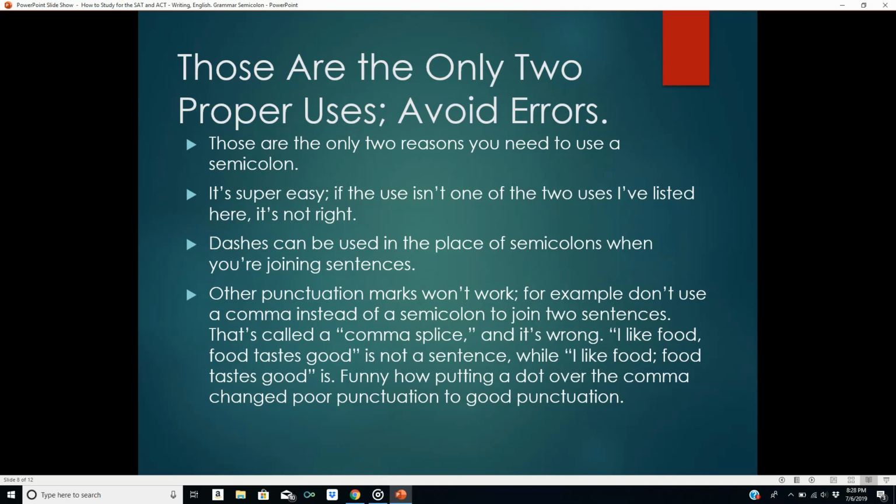So avoid errors. Notice that I used a semicolon here. Okay, those are the only two reasons you need to use a semicolon. It's super easy. If the use isn't one of the two uses I've listed here, it's not right.